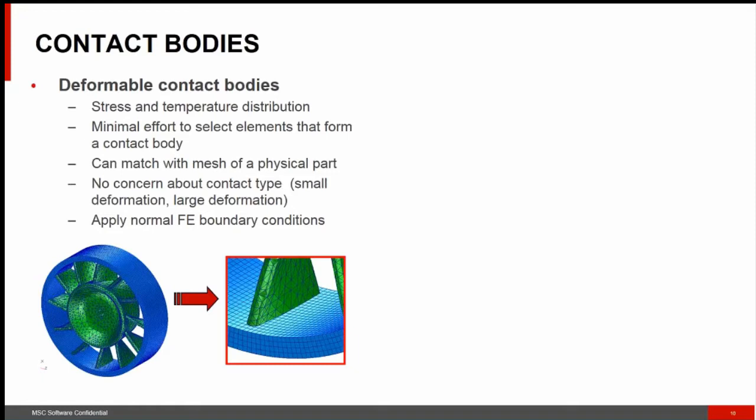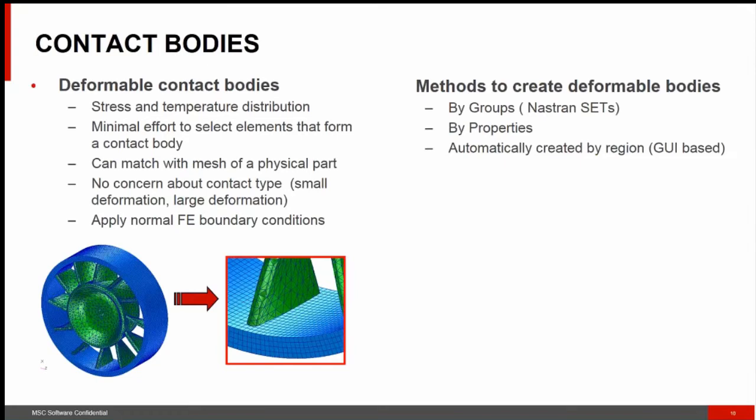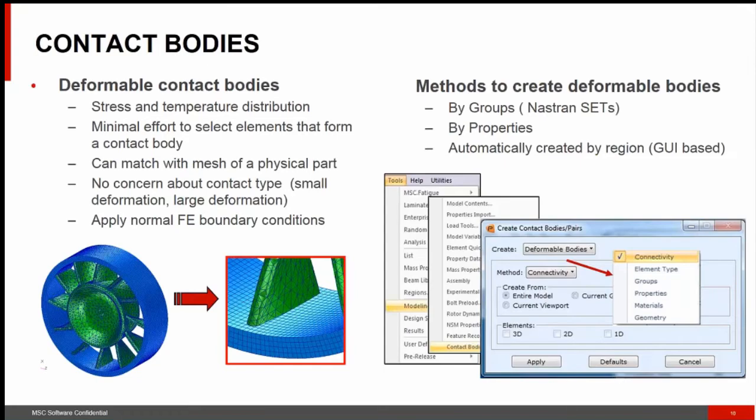So you can see here it has the mesh, and the deformable surface is simply and easily defined by the set of elements that comprise the whole body. You don't have to literally go and pick the elements, or define which parts are going to contact. Nastran will take care of that. You just pick the section, and Nastran is smart enough to know which nodes or which parts are coming into contact. And there are several methods available to create the deformable contact bodies.